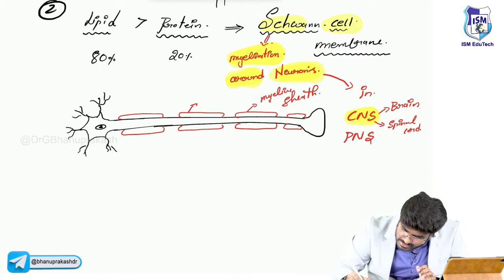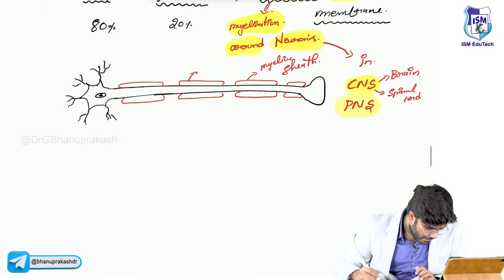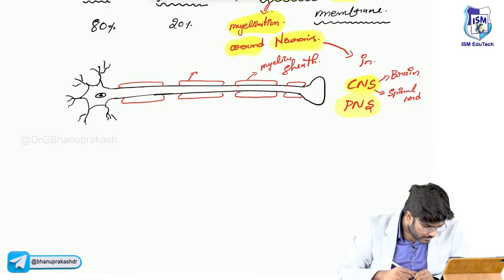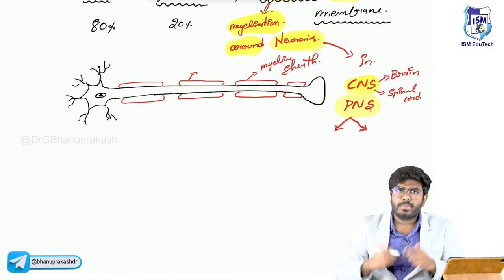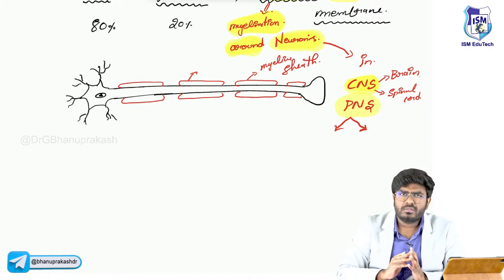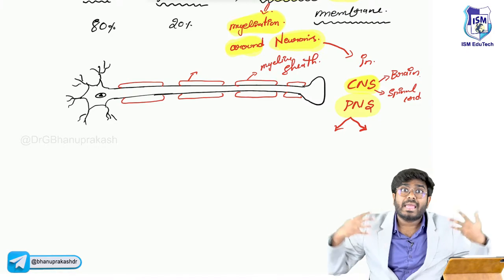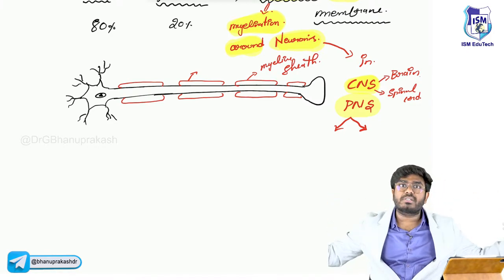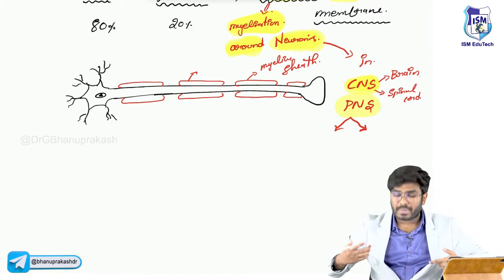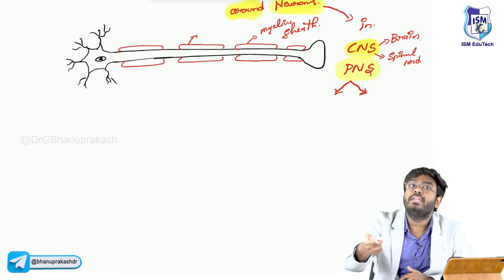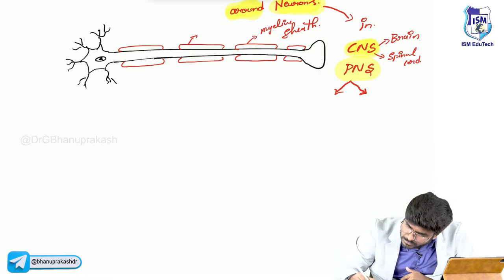Then what is the peripheral nervous system, sir? Guys, can you tell me what a peripheral nervous system is? What does the peripheral nervous system include? The brain is done, the spinal cord is also completed. So what else is left? The inputs and the outputs. What are the inputs and outputs of the central nervous system? The cranial nerves and the spinal nerves. So the peripheral nervous system includes spinal nerves and cranial nerves.